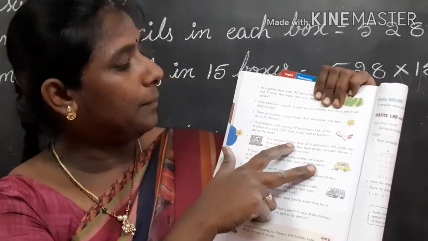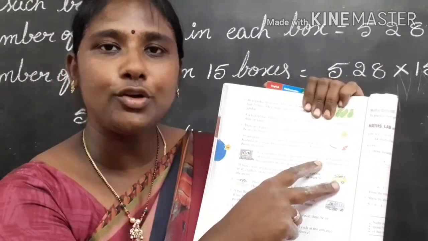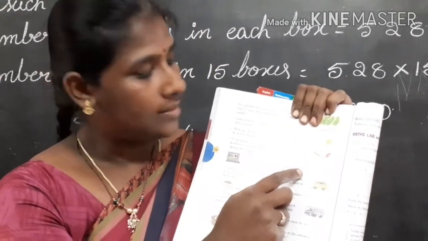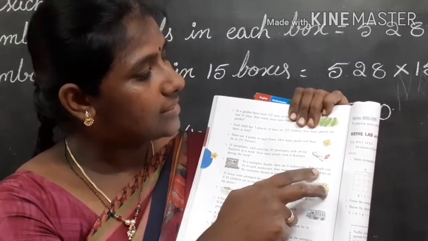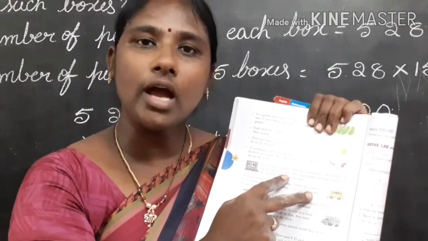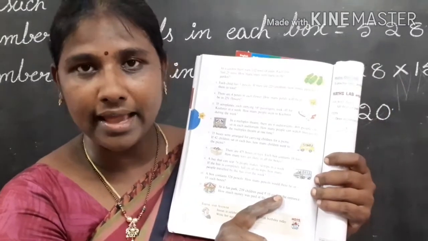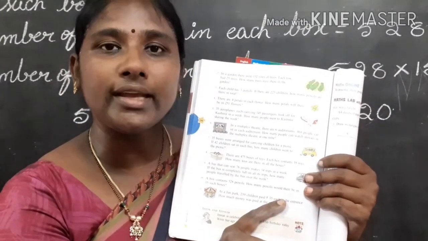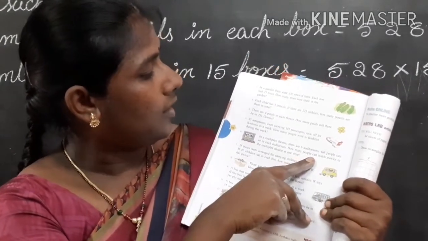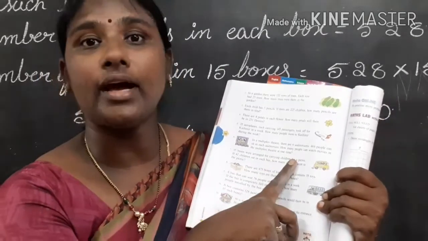In a multiplex theatre, there are 6 auditoriums. In those 6 auditoriums, 468 people can sit in each auditorium. Total how many auditoriums are there in the multiplex theatre? 6 auditoriums. In each auditorium, how many can sit? 468 people can sit. How many people can watch movies in the multiplex theatre at one time?